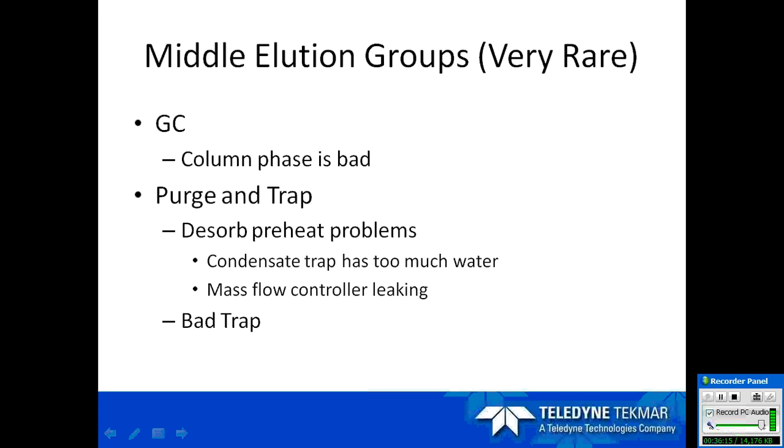Then the next group that we're going to be talking about is the middle elution group. This is very rare. We really don't see it. So on the GC, your column phase might be bad, so you might want to check your column. Then when you move to the purge and trap, you want to check your desorb properties, like your desorb preheat problems. Maybe you have too much water building up on your condensate trap. Make sure that trap is as cold as it can be. Then as it goes through the bake process, it heats up to the correct temperature to bake off the water, to flush the water out of the system. Or maybe your mass flow controller is leaking and you're not getting the correct flow to be pushed through the trap, so you may not be getting all the compounds off. Your flow might be too weak to push everything off the trap into the GC.